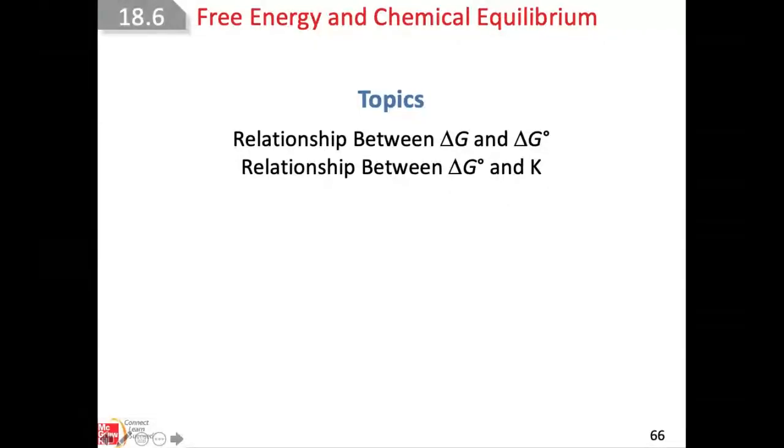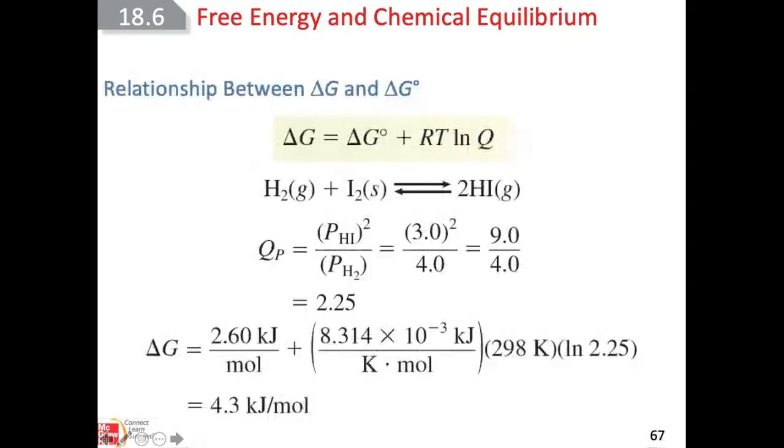So this is the free energy and the chemical equilibrium. Let's see the relationship between standard free energy and free energy. This is the equation for the Gibbs free energy, using the standard free energy and the Q, the reaction quotient.